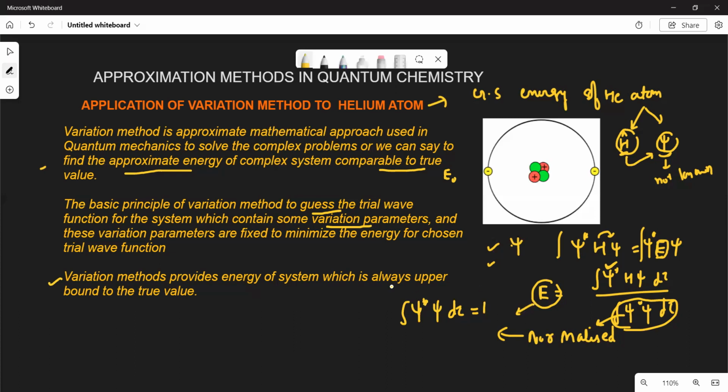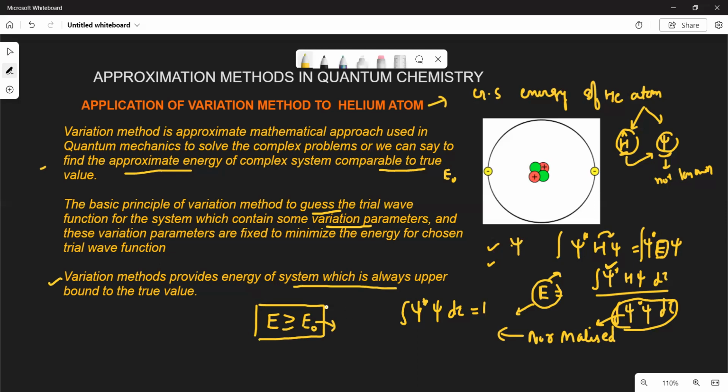Now the variation principle, as I have written over here, always provides the energy of the system which is an upper bound to the true value. Means the value that we are getting by using the trial wave function will always be greater than or equal to the true value. What is E naught? E naught is the true value. This is the experimental value of energy for the ground state of the helium atom.